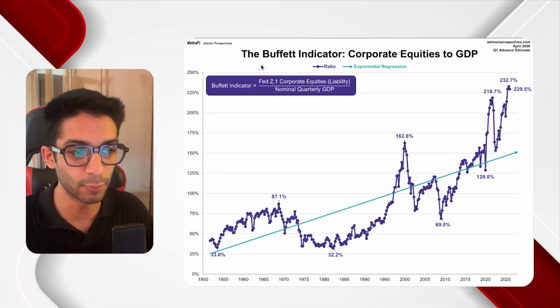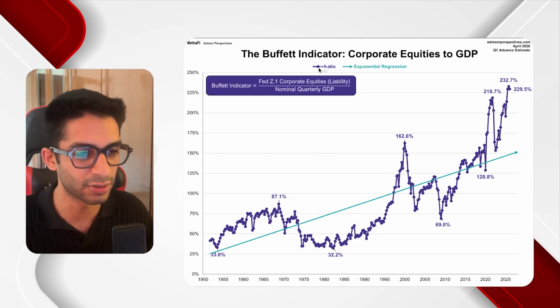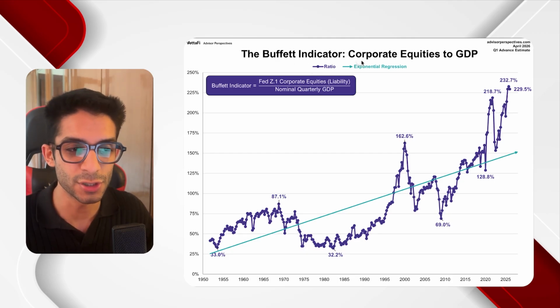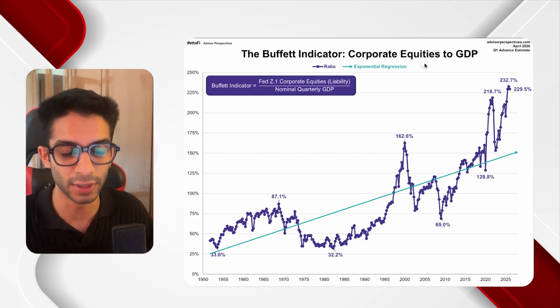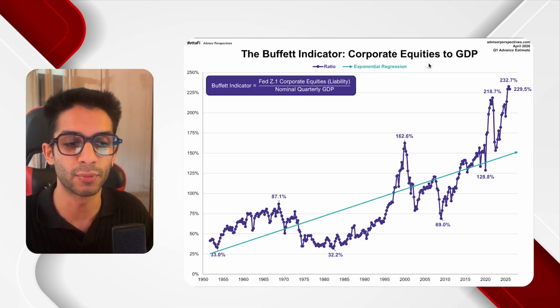The first thing that I'm going to take you through is called the Buffett Indicator. The Buffett Indicator, named after the famous Warren Buffett, is the ratio of corporate equities in the US, that is the corporate US shares market cap divided by the gross domestic product, that is the GDP or the economy of the US. So it is the listed corporate equities divided by the GDP of the US.